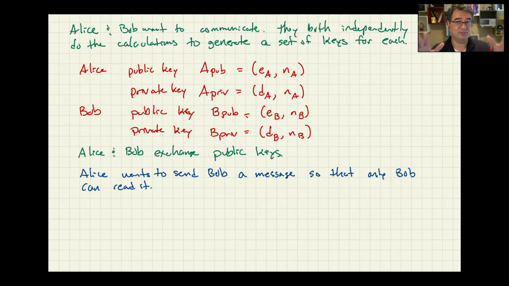So when Alice and Bob decide that they want to talk to each other, they then exchange public keys. Alice sends hers to Bob, Bob sends his to Alice. How do they do this? Well, they're called public keys because they can be sent publicly. They can be sent without any encryption between them. Alice and Bob could shout them to each other.